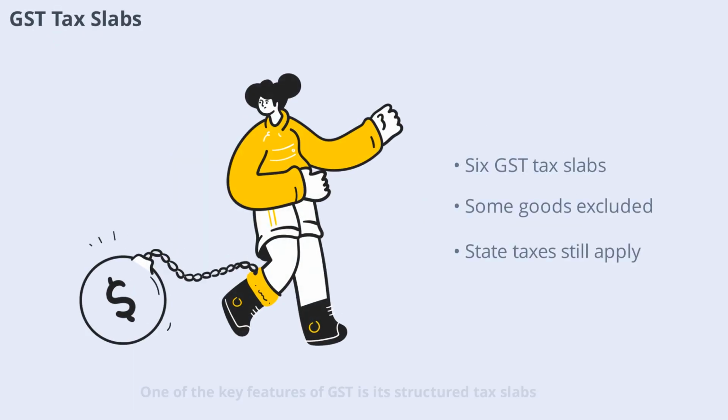One of the key features of GST is its structured tax slabs. Goods and services are categorized into different tax rates: 0%, 3%, 5%, 12%, 18%, and 28%. This classification helps in determining the applicable tax rate for various products and services, making the system more organized and predictable. However, it's important to note that certain items like petroleum products, alcoholic drinks, and electricity are not covered under GST. These items continue to be taxed separately by individual state governments following the previous tax regime.